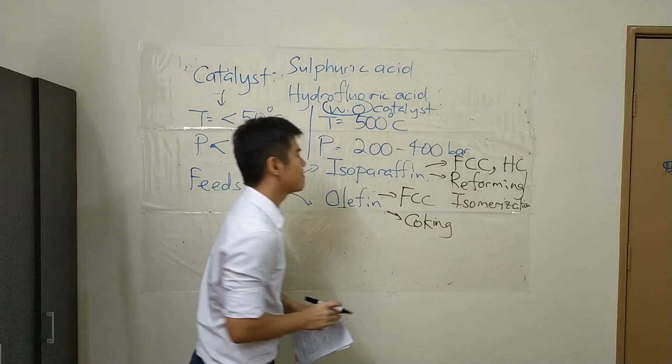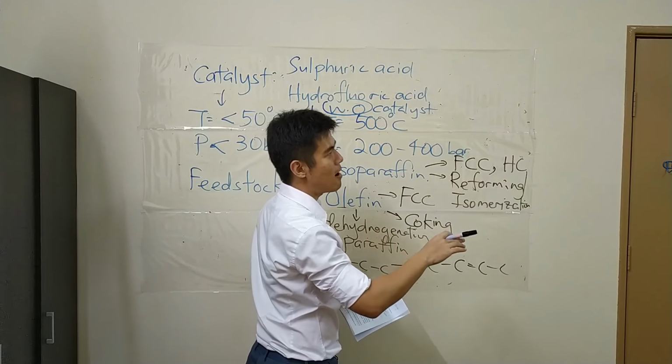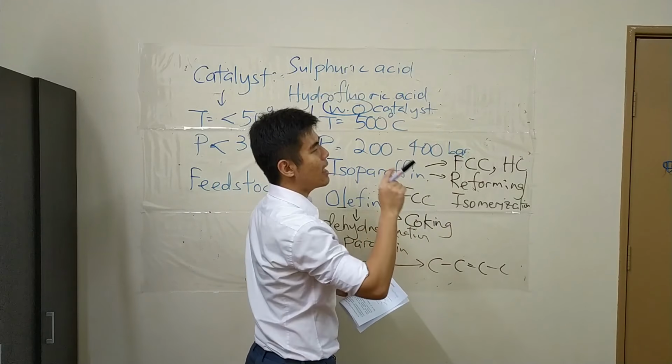Isoparaffin, for instance isobutane, can be obtained through FCC and also HC. Most of the sources of saturated hydrocarbon are contributed by FCC and also HC. And then sometimes we can produce a straight chain paraffin, and this straight chain paraffin will be reformed and isomerized into isomers of paraffin. Lastly, the olefins will mostly be produced through FCC and also the coking process. Coking is something like a thermal cracking process. At the same time, we can also produce olefins through dehydrogenation of paraffin.